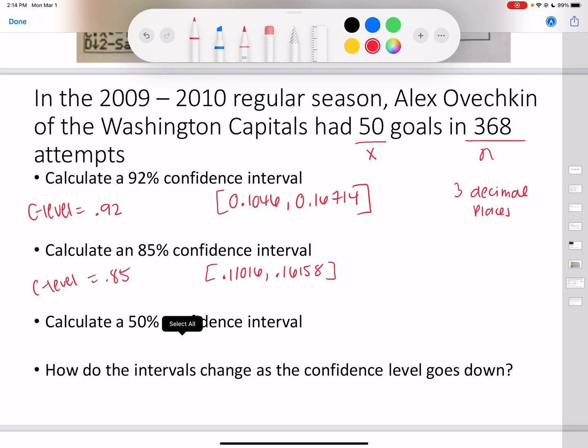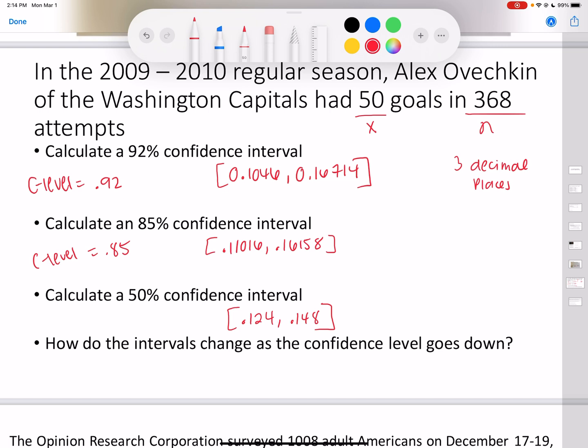Okay, and when I do that, it gives me 0.1238. I'm going to go to 3, so it's 0.124 and 0.148. So what do you guys notice each time as our confidence level goes up? So as our confidence level is going down, my range of values is getting a lot smaller.